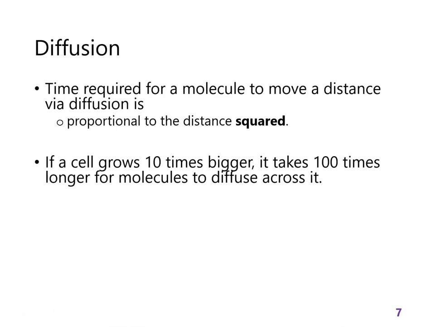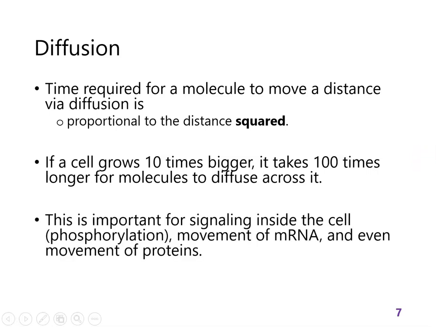So if it takes a minute for a molecule to diffuse 1 centimeter, it would take 100 minutes to diffuse 10 centimeters. And that's what this is showing. If a cell gets 10 times bigger, it will take 100 times longer for molecules to diffuse across it. And so a bigger and bigger cell will need to solve a lot of problems related to getting materials from one part of the cell to the other. And yeah, this can be important for all of that.